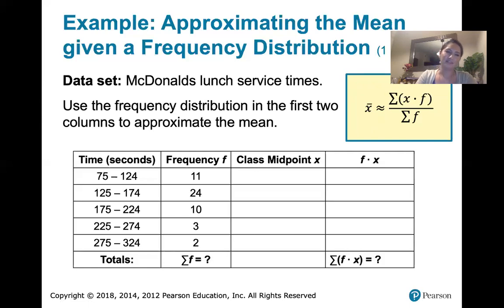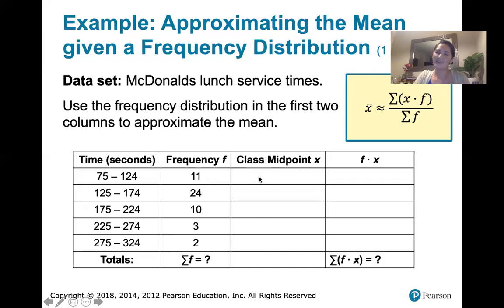And we can say that makes sense because some of them were likely to be closer to 124 seconds, and some of them were probably closer to 75 seconds. Even though we don't know exactly how they were distributed, we can guess that it all balances out if we use the class midpoint as an approximation. So we'll calculate the class midpoint for each of these classes, and then we will multiply by the corresponding frequency.